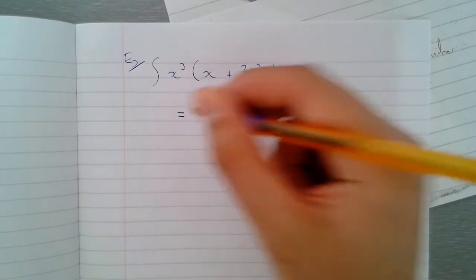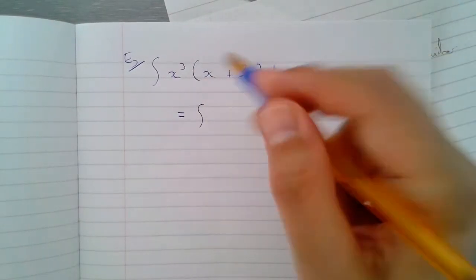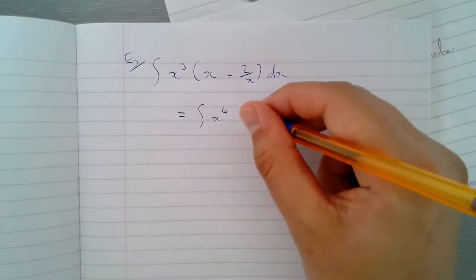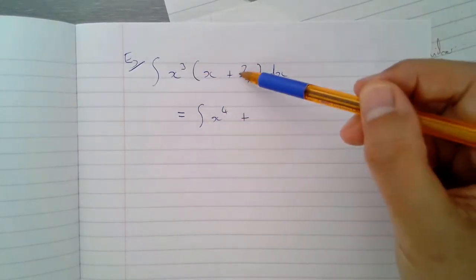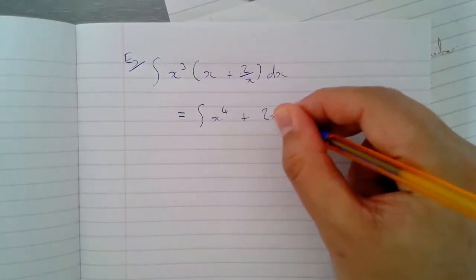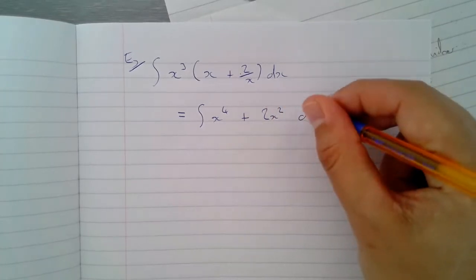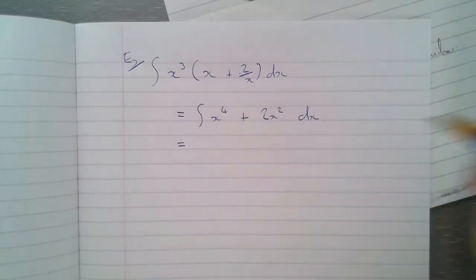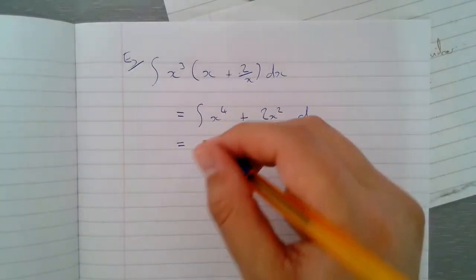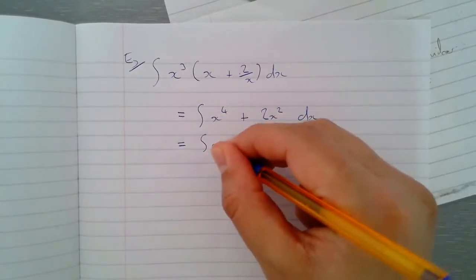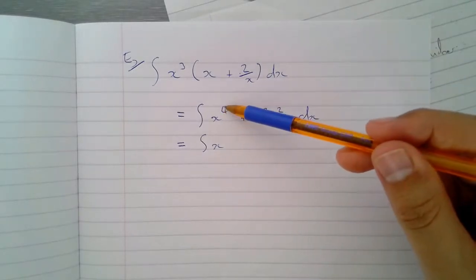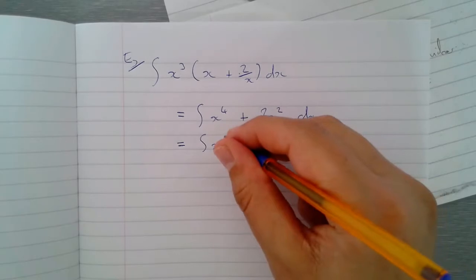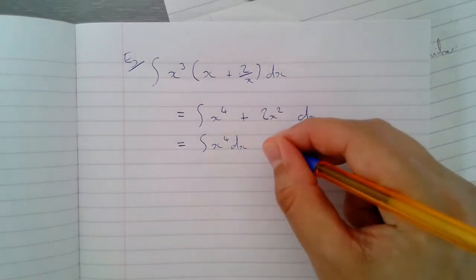So let's get rid of this product, and to do that we'll expand the brackets out. We'll get x to the 4 plus, times that by that, I'm going to get 2x squared, all dx. Okay, so I've got rid of the product. I'm now going to use rule 3. I know that if I have the sum of two functions, I've got x to the 4 and 2x squared, that's the same as integrating them separately.